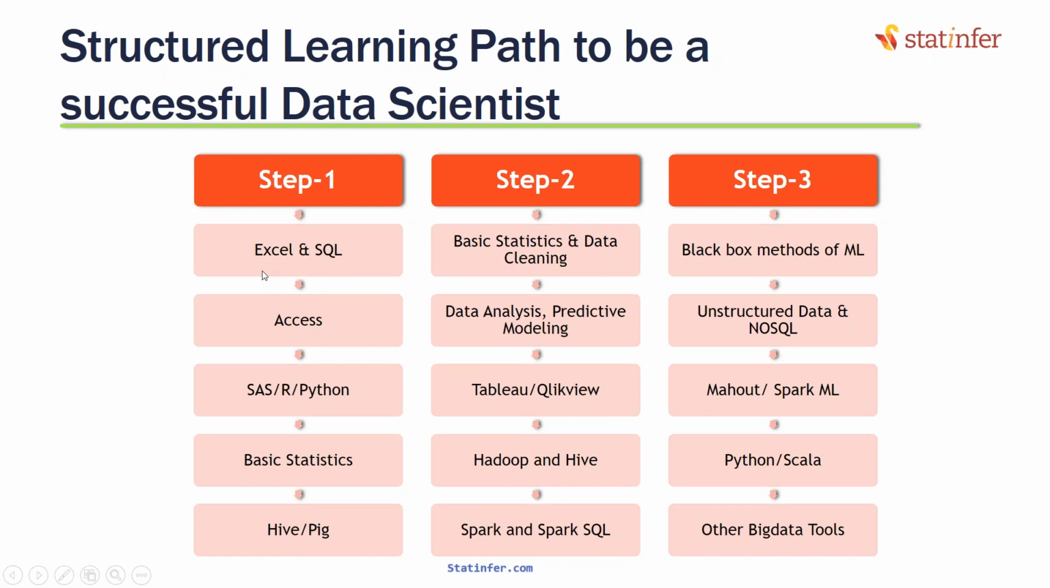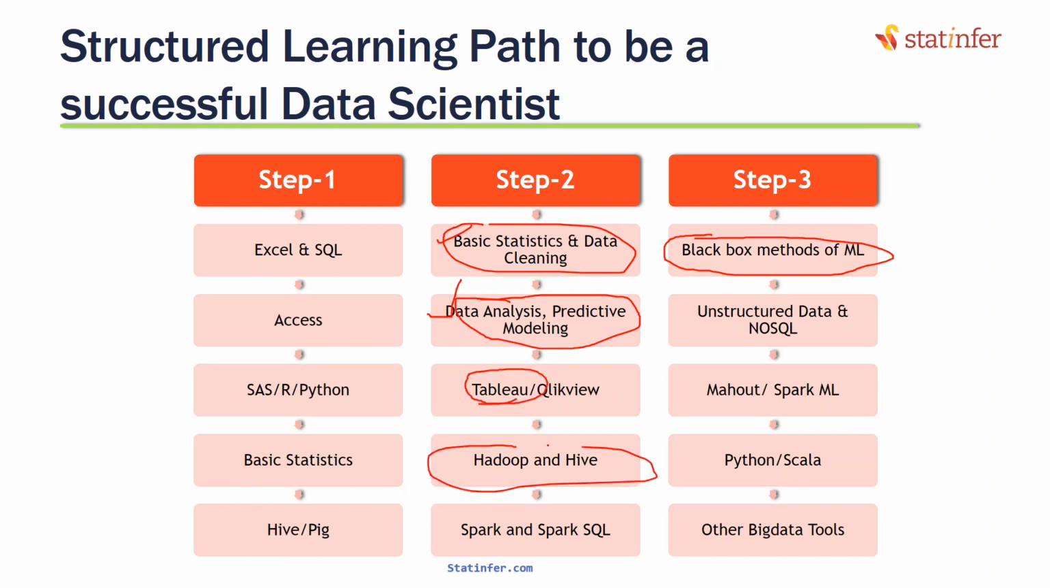I assume that most of us already have a good idea of step one, except the last bit. Right now in this group, I'll be focusing largely on step two. I'll be covering basic statistics and data cleaning, data handling, data analysis, predictive modeling, and black box methods of machine learning. We are doing a fusion of many things in this course. Tableau is an optional course that you can take at the end. Hadoop and Hive, Spark and Spark SQL, I'll just give an introduction right at the end, and we will do all the data analysis using R.